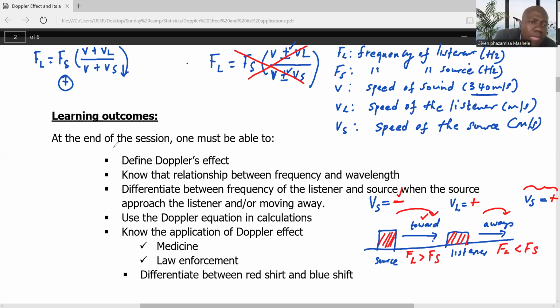So when we are going to do the calculation, if it's approaching, this will be positive, this will be negative. Moving away, plus, minus. Then you just interchange the sign. But don't forget, Vs approaching is negative, Vs away is positive. So Vs negative, Vs positive.